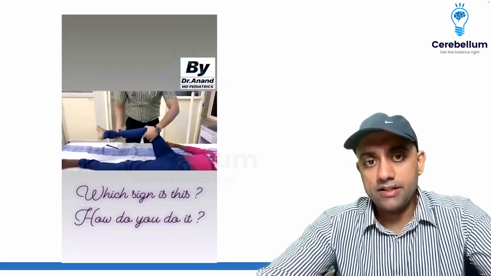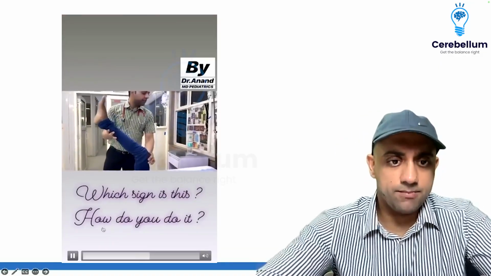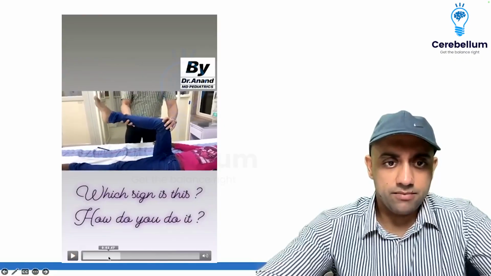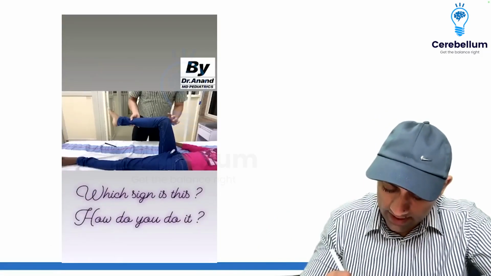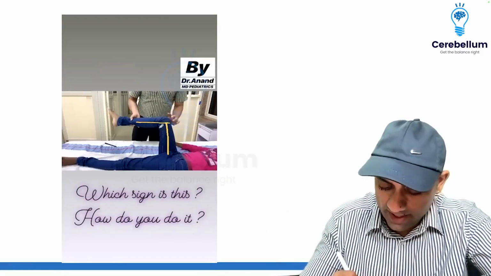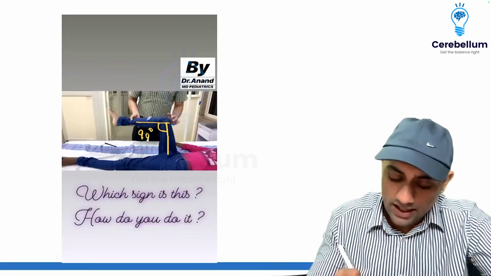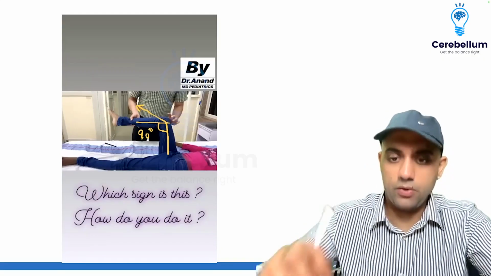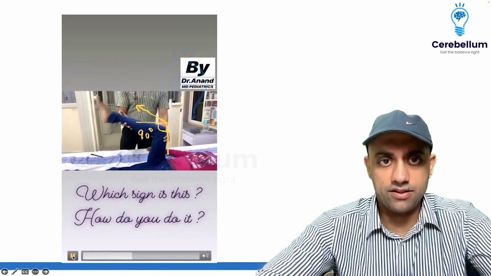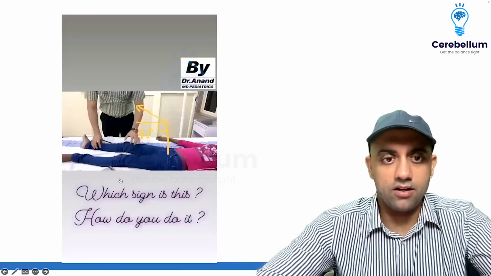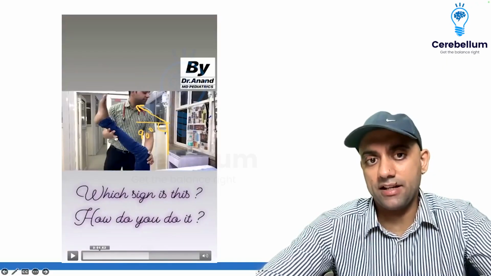This patient, I'm putting hip and knee flexed to 90 degrees. Again, it's a very interesting case. So this is the hip joint and this is the knee. Hip and knee flexed to 90 degrees. Now I will hyperextend the knee joint. If you look at the video very carefully, now I hyperextended the knee joint.